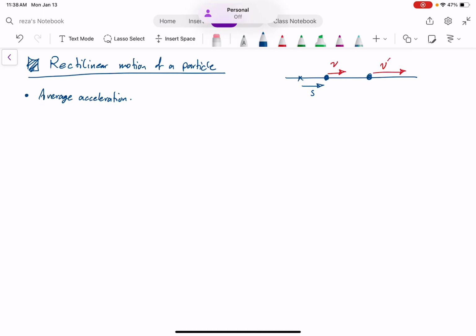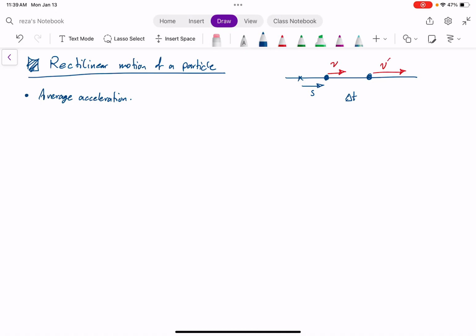So, the last concept that we want to discuss in the topic of rectilinear motion of a particle is the concept of acceleration. I have this cartoon here where originally the particle was at some position S, it had some instantaneous velocity v, and after some time, the particle goes to a different position and it acquired a different velocity, and the velocity would be v prime.